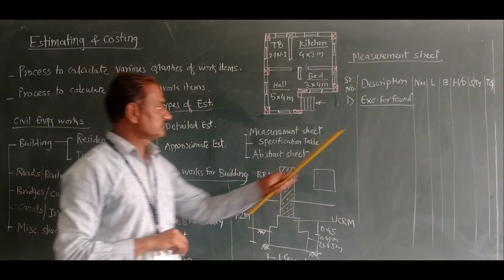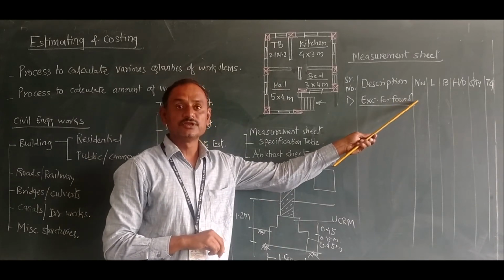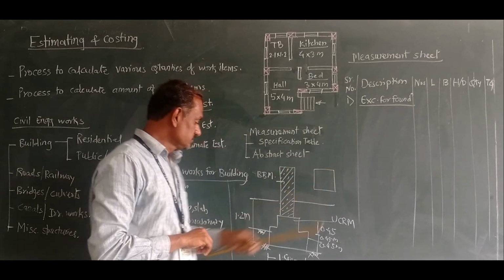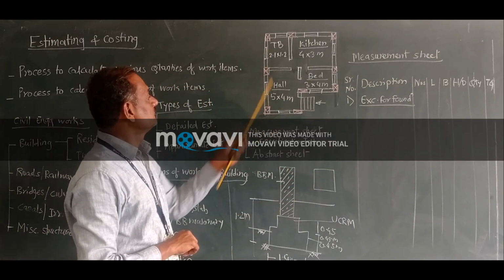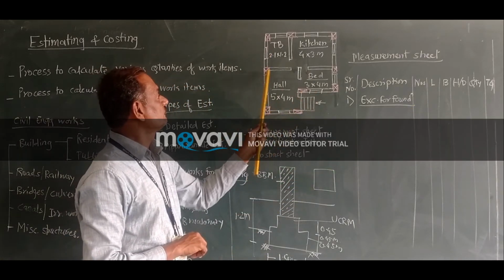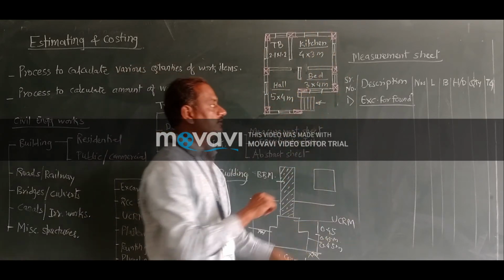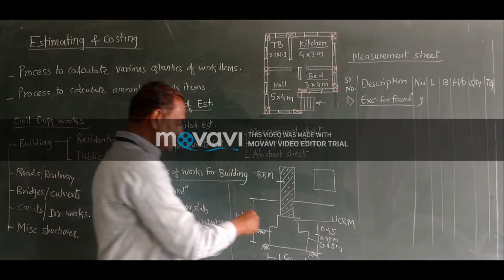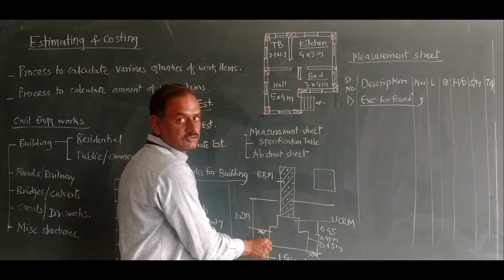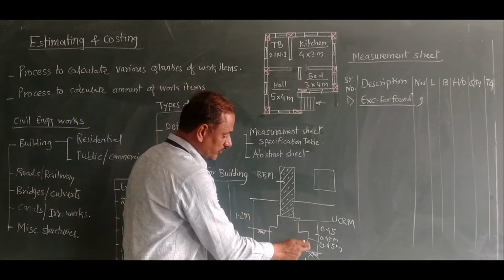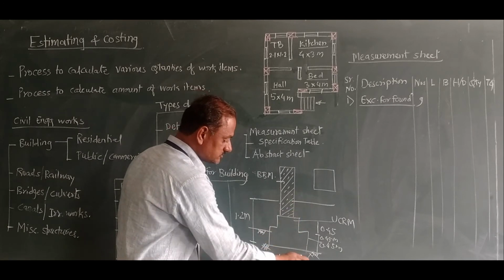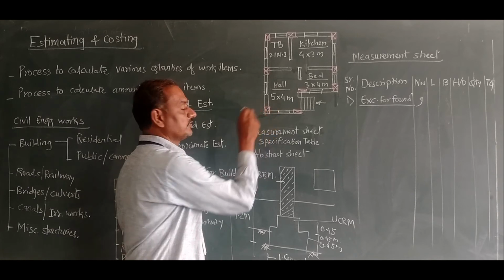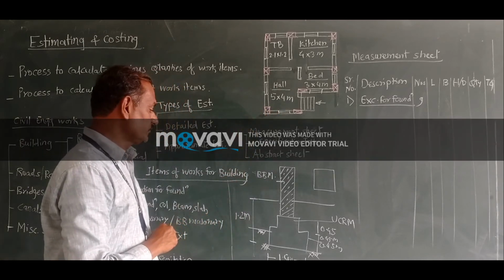Excavation for foundation. So how many number of foundations do we have to excavate? In this we just count 4, 5, 6, 7, 9. 9 numbers of foundations are there. And the depth of foundation is 0.40. Length is 1.5. And what is the breadth? It is nothing but the breadth of wall.